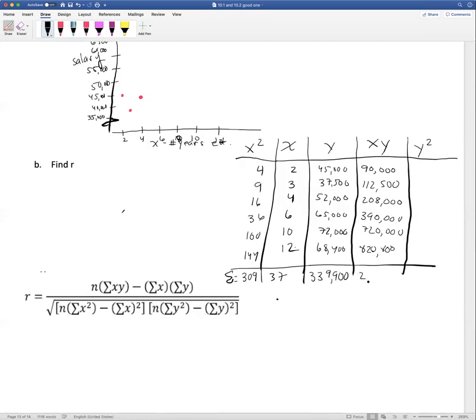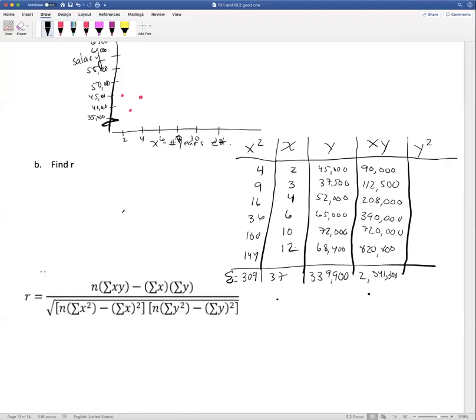2,341,300. I told you it's a big number. 2,341,300. Let me double check my math here to make sure these numbers are okay. 820,800 minus 720,000 minus 390,000 minus 208,000 minus 112,500. And 90. Okay, so those numbers look good.